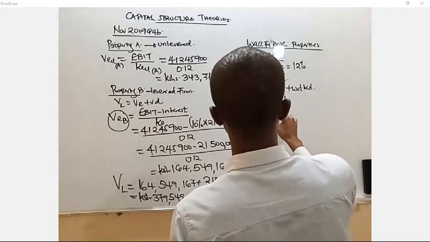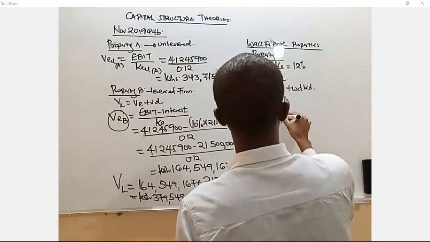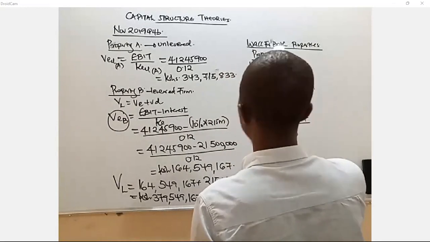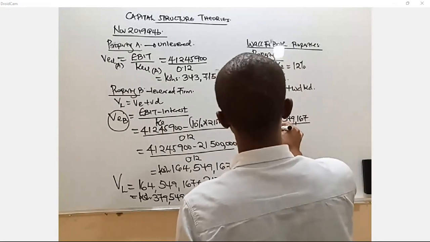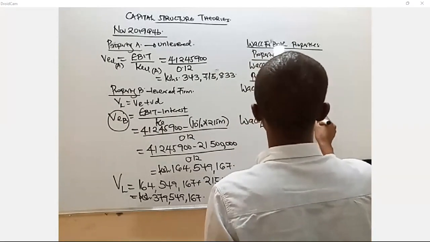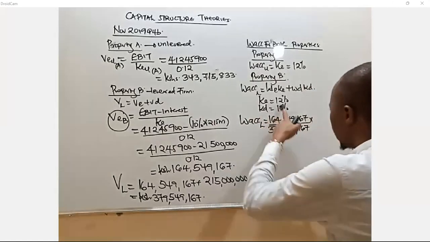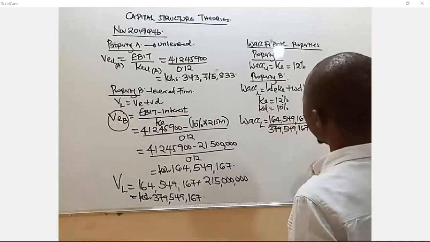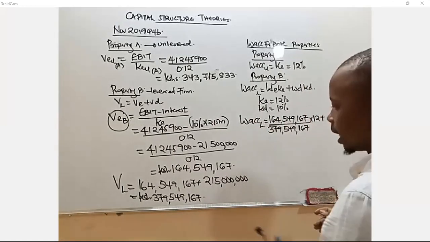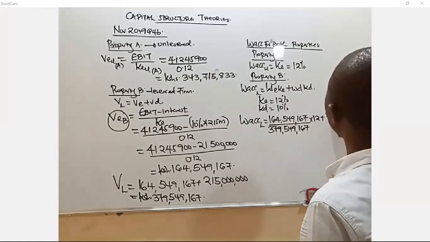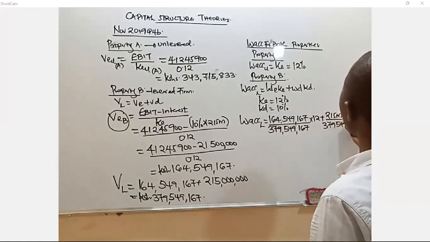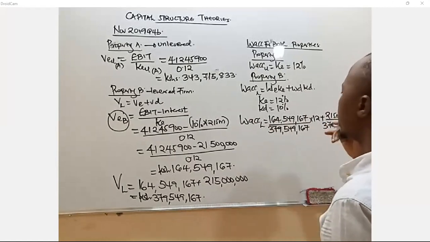And in this case, it is very simple. Just say 164,549,167. You divide it by 379,549,167. We multiply by the cost of equity, which we have said is 12%. So I just put 12 there. Then we add the weight of debt. We just take 215 million, we divide it by 379,549,167. Then I multiply this by 10.